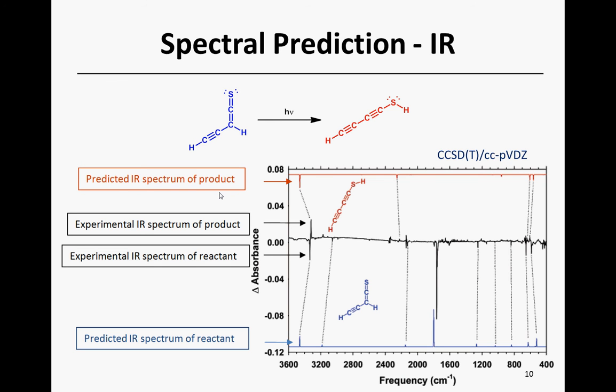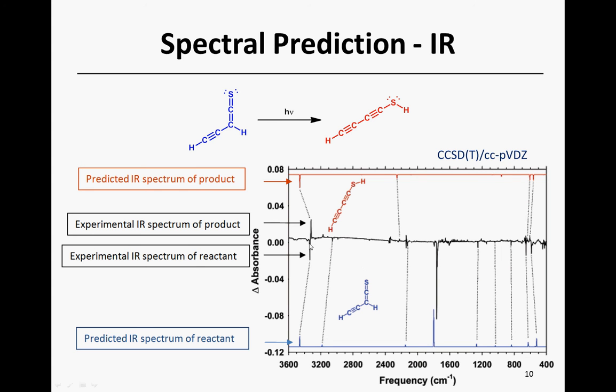And essentially, the data comes out like this. This is a subtraction spectrum. Computational chemistry, which is absolutely critical to this work, was used to confirm that the top red spectrum here is the product, and the bottom blue spectrum here is the calculated spectrum of the reactant. These calculated spectra are used to confirm the experimental spectrum right here.